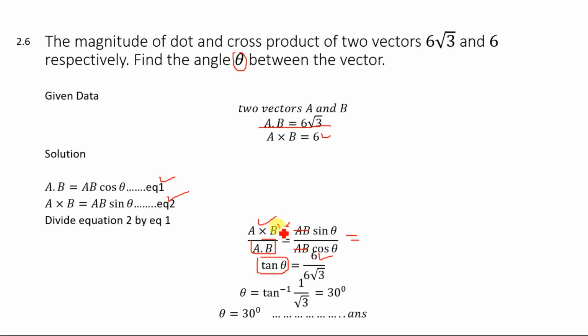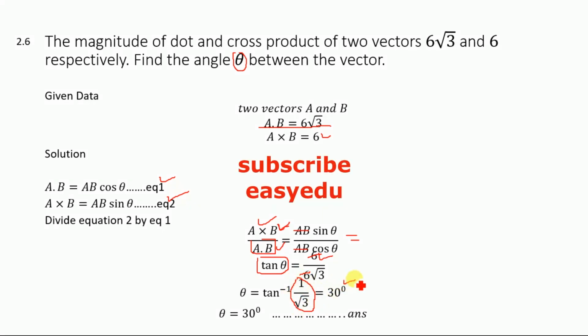Substituting the values for a cross b and a dot b, we will have 6 divided by 6 under root 3. This 6 and this 6 will cancel out with each other, and we will have tangent theta is equal to 1 over under root 3. Now taking the inverse tangent, we will have theta is equal to tangent inverse 1 over under root 3, and tangent inverse 1 over under root 3 is equal to 30 degrees. So we will have the direction, or theta, or the angle between vector a and vector b is equal to 30 degrees. And this is the required answer.